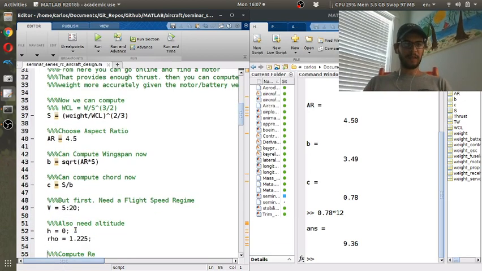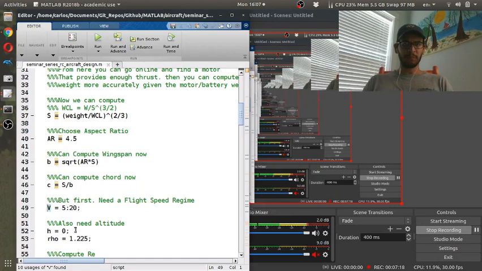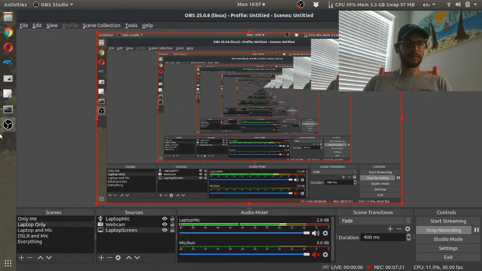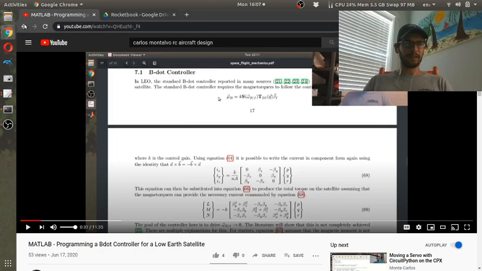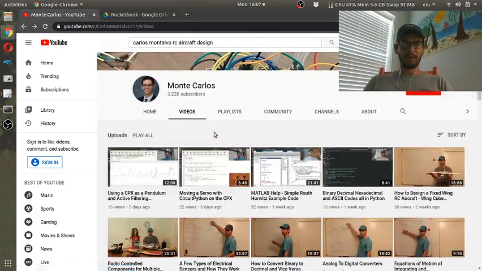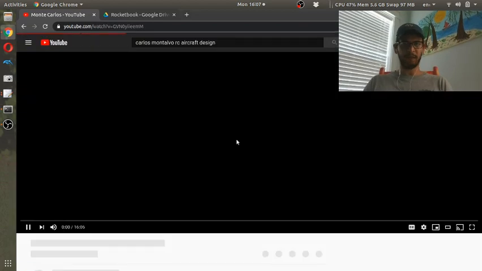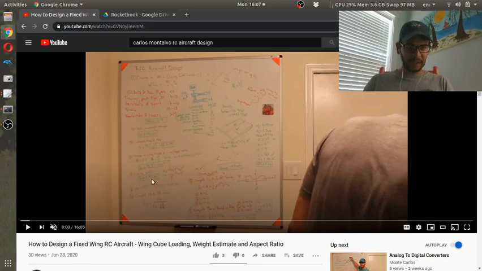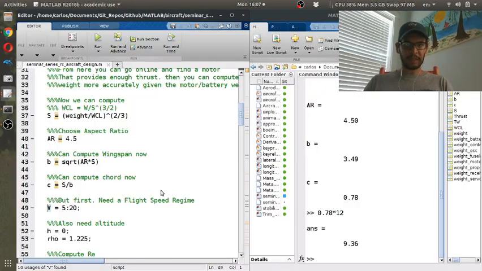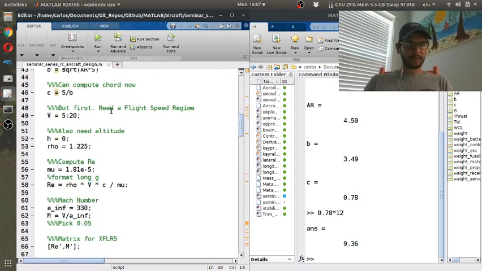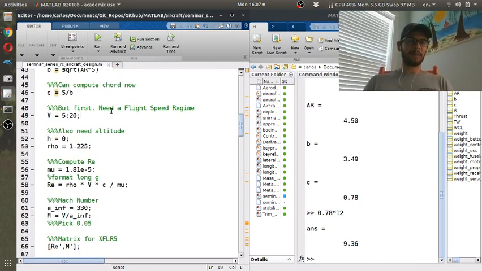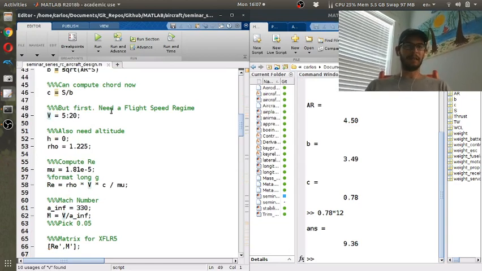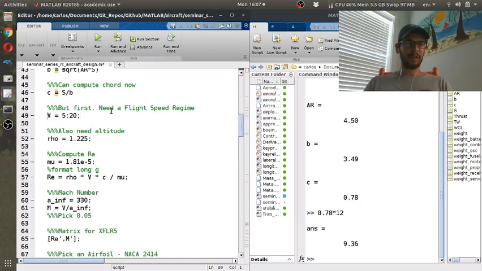So at this point, then we can do some, it looks like I'm doing some flight speed regimes. If I go back to my video that I was looking for, how to design the aircraft wing. And the next step is to actually get the airfoil. And so let's see if that's actually in this code here. The reason why I'm computing this is because in order to put this in XFLR, I need a Mach number. And so I'm assuming that I'm flying between 5 to 20 feet per second, which is fine.